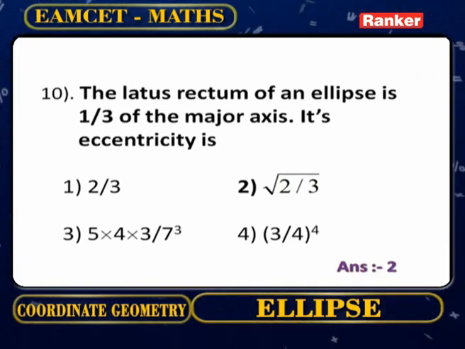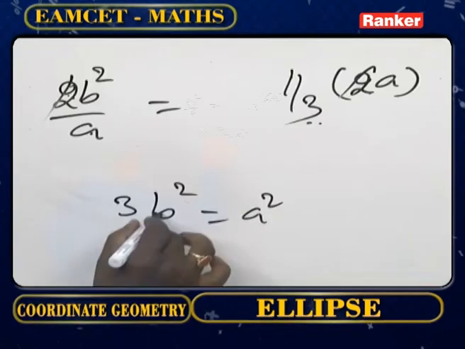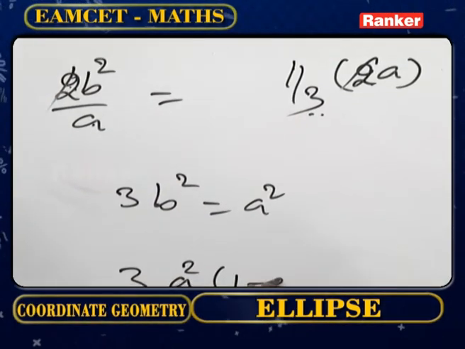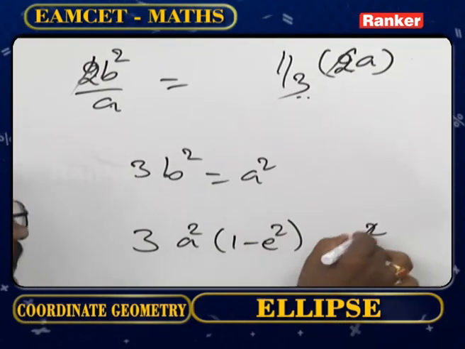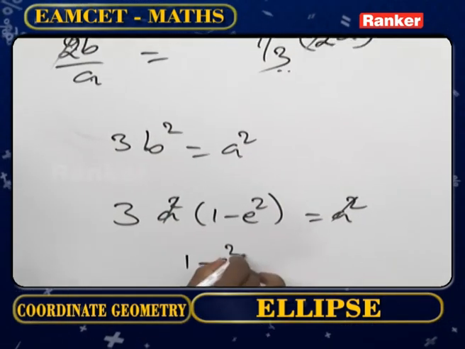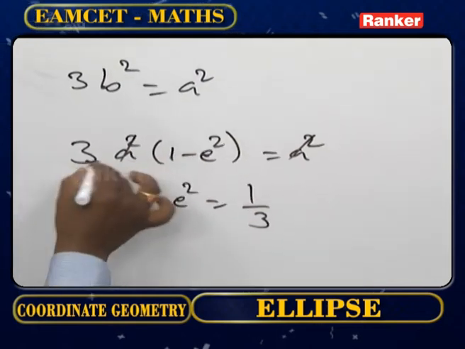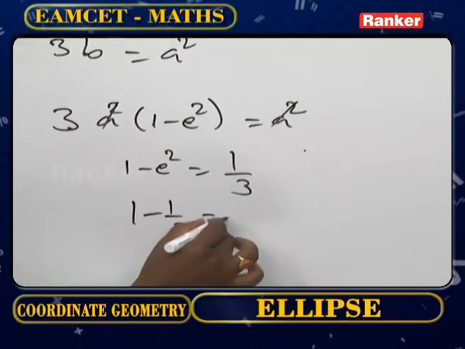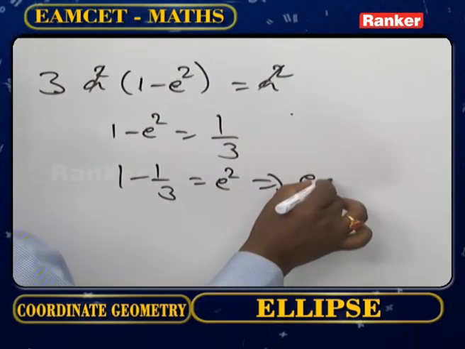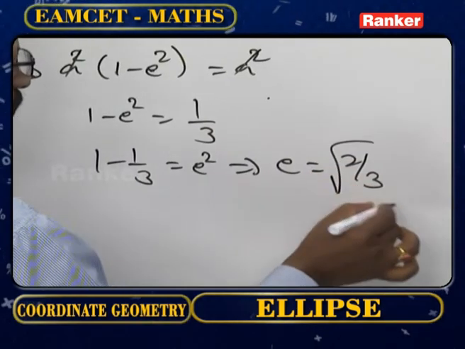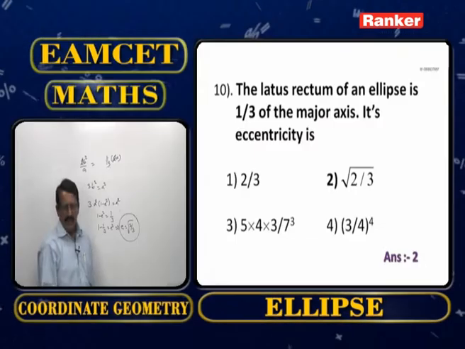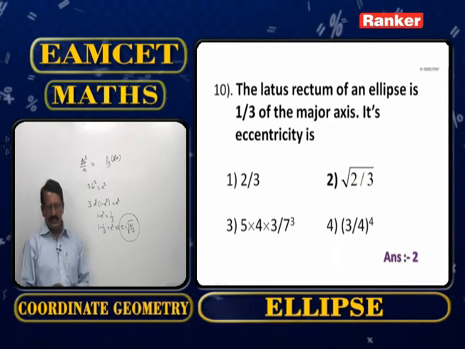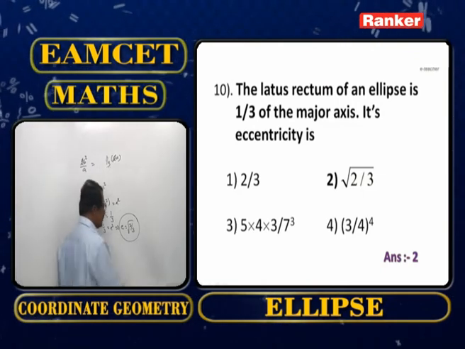The 2 gets cancelled. By cross multiplication, we get 3b square equals a square. Now, substituting the value of b square, 3 into a square into 1 minus e square equals a square. Now, a square cancels. 1 minus e square equals 1 by 3. Now, 1 minus 1 by 3 equals e square, which implies e equals under root of 2 by 3. So the eccentricity of the ellipse equals under root of 2 by 3. Now, second option is the correct one.